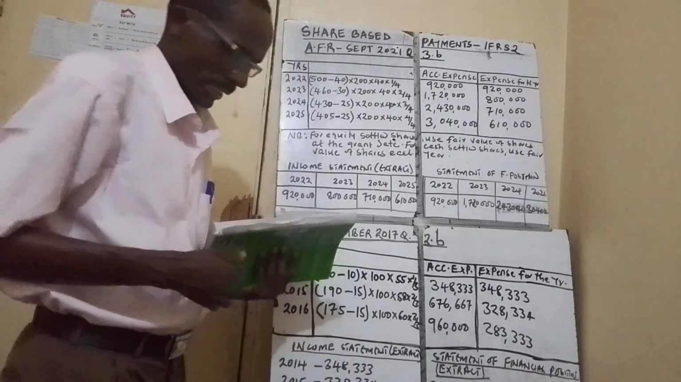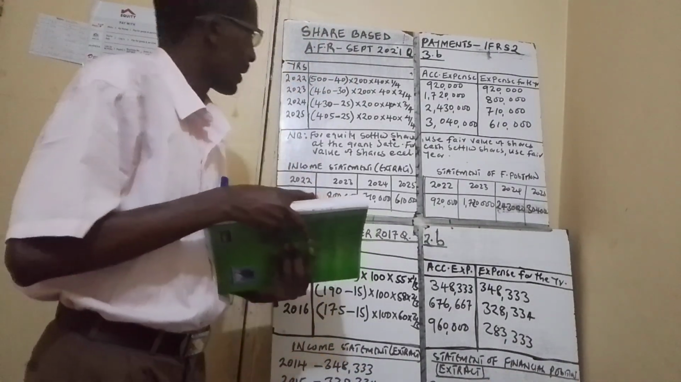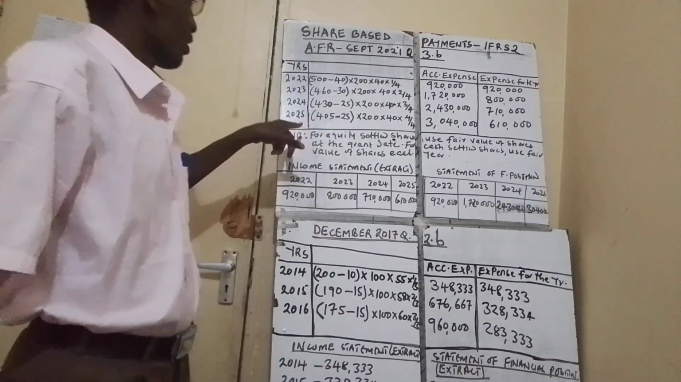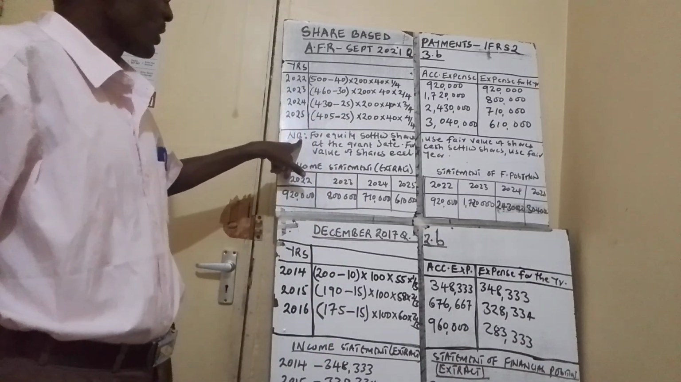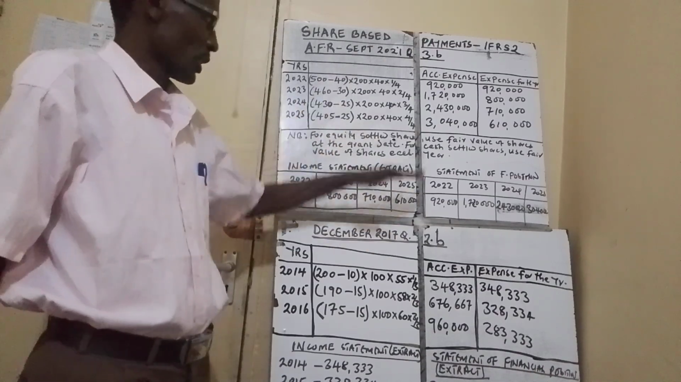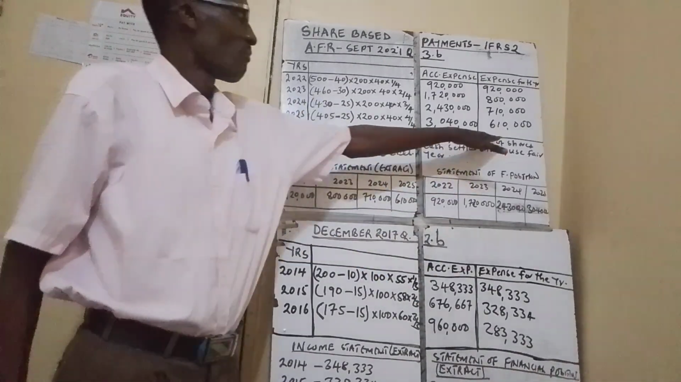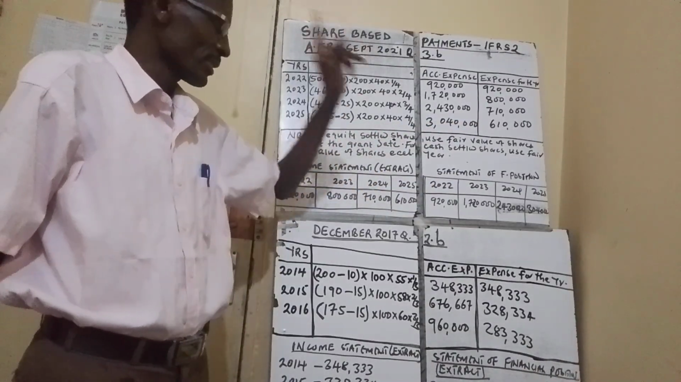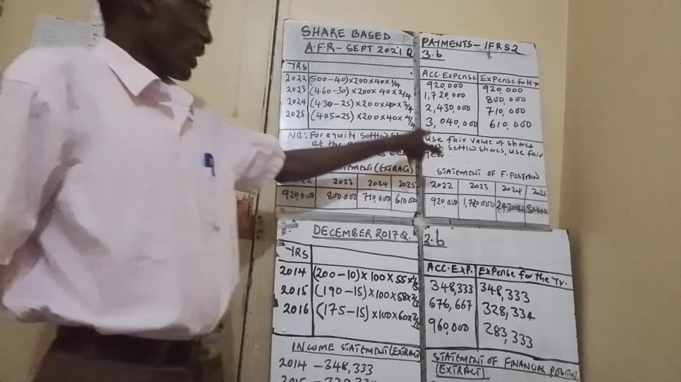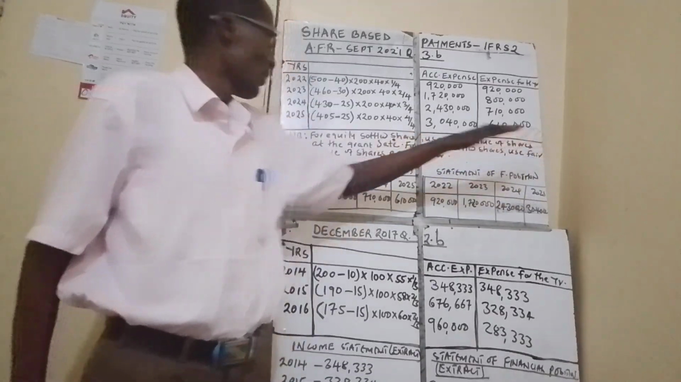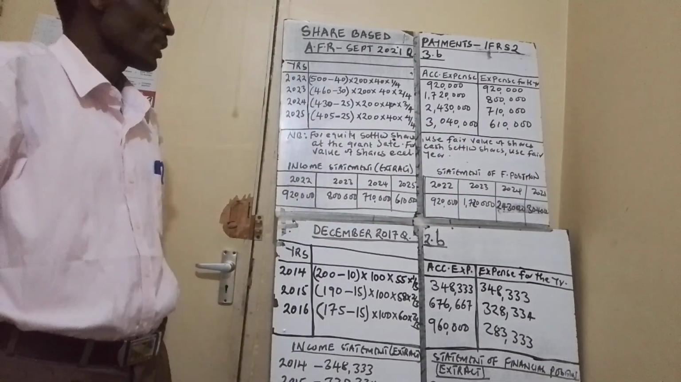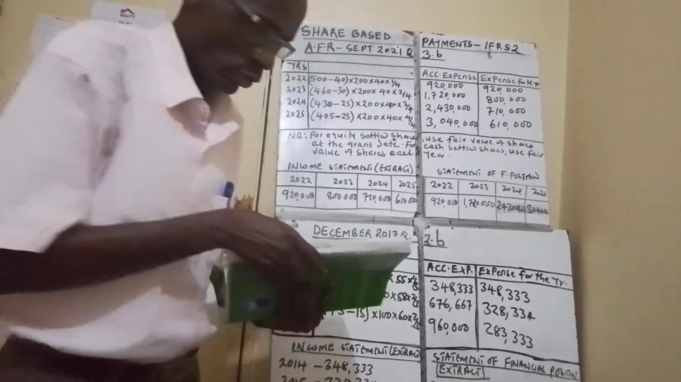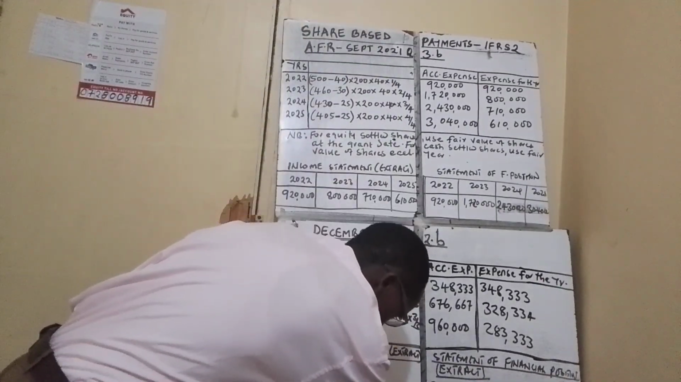So note that these are equity settled shares. Note this point here, very important. For equity settled shares, use the fair value of shares as at the grant date. For cash settled shares, use the fair value of shares each year. Now, let me show you the solution.